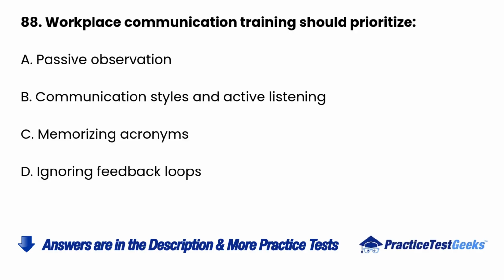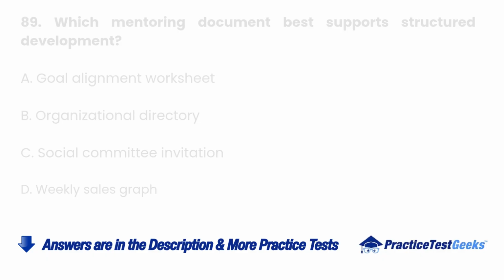88. Workplace communication training should prioritize A. Passive observation. B. Communication styles and active listening. C. Memorizing acronyms. D. Ignoring feedback loops.